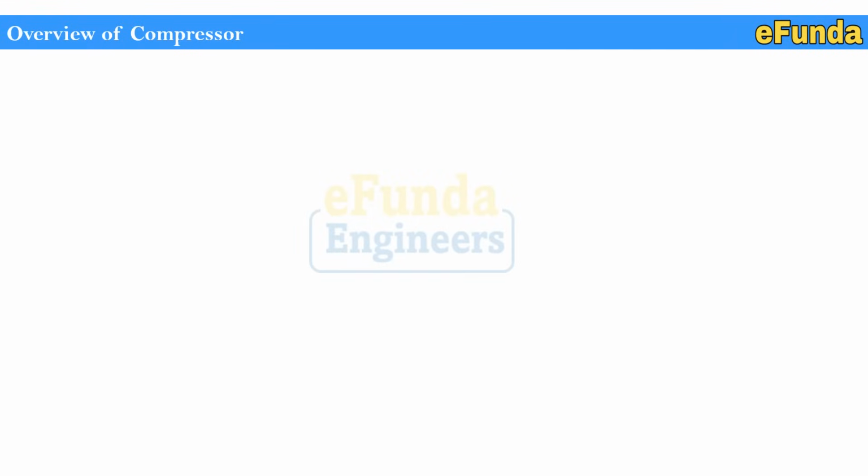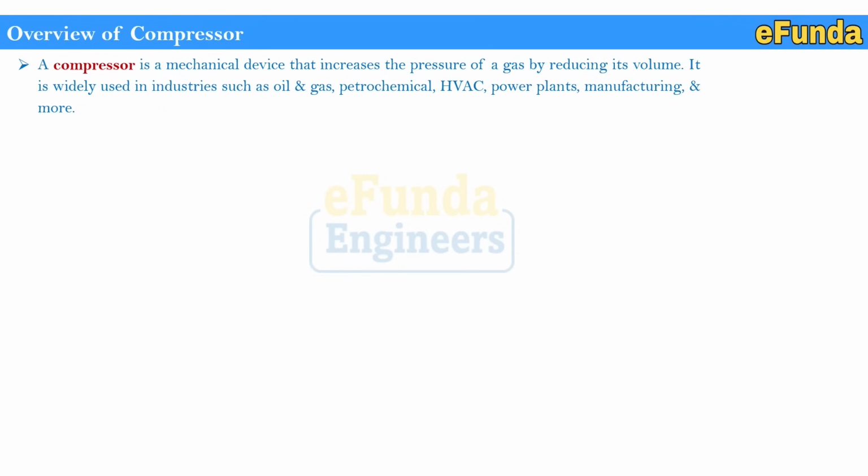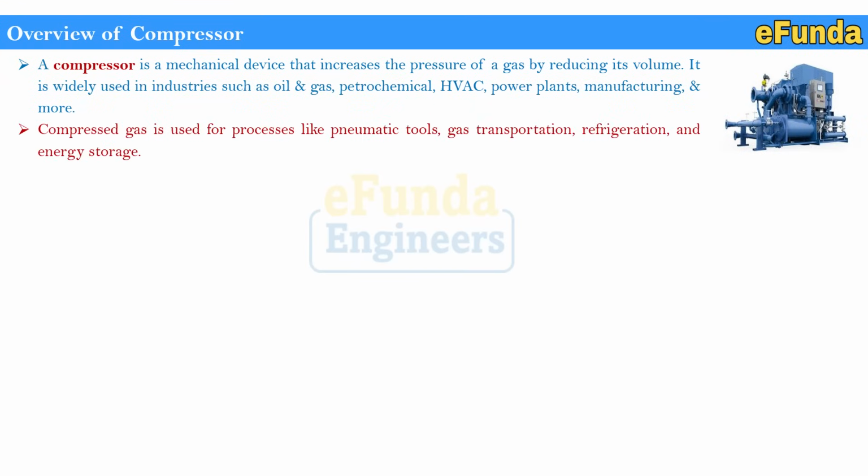Moving on to the overview of a compressor. A compressor is a mechanical device that increases the pressure of a gas by reducing its volume. One can refer to that machine for understanding how the compressor looks. It is widely used in industries such as oil and gas, petrochemical, HVAC, power plant and manufacturing, and many more industries. Compressed gas is used for processes like pneumatic tools, gas transportation, refrigeration and energy storage.